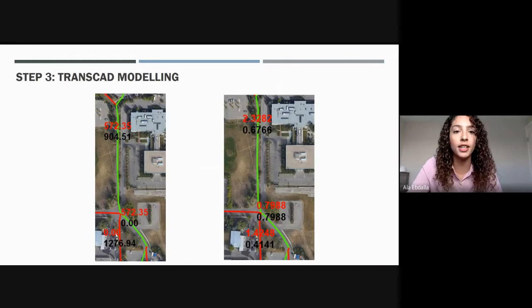So I will now pass it on to Morgan to talk about our 2 other areas.